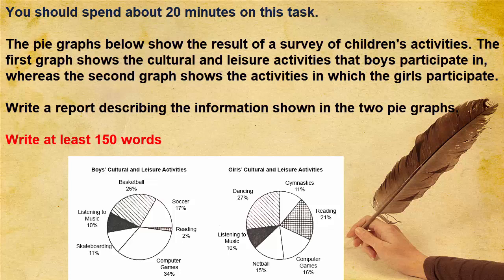The pie graphs below show the result of a survey of children's activities. The first graph shows the cultural and leisure activities that boys participate in, whereas the second graph shows the activities in which the girls participate. Write a report describing the information shown in the two pie graphs. Write at least 150 words.